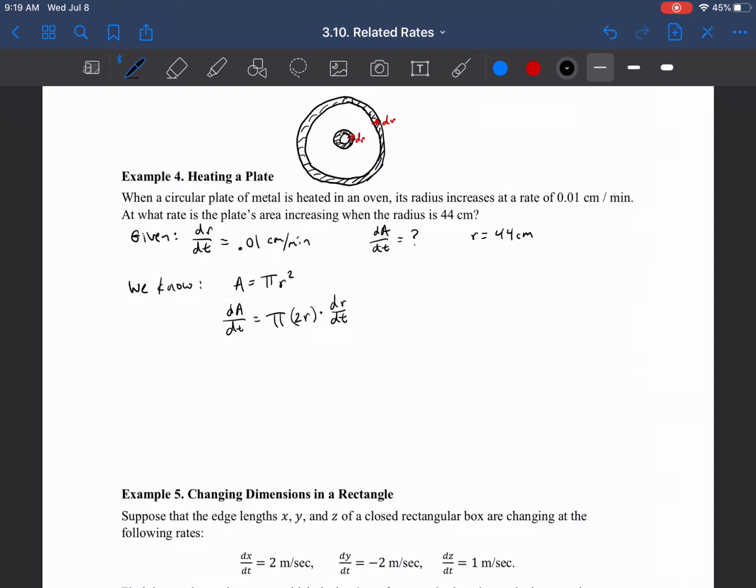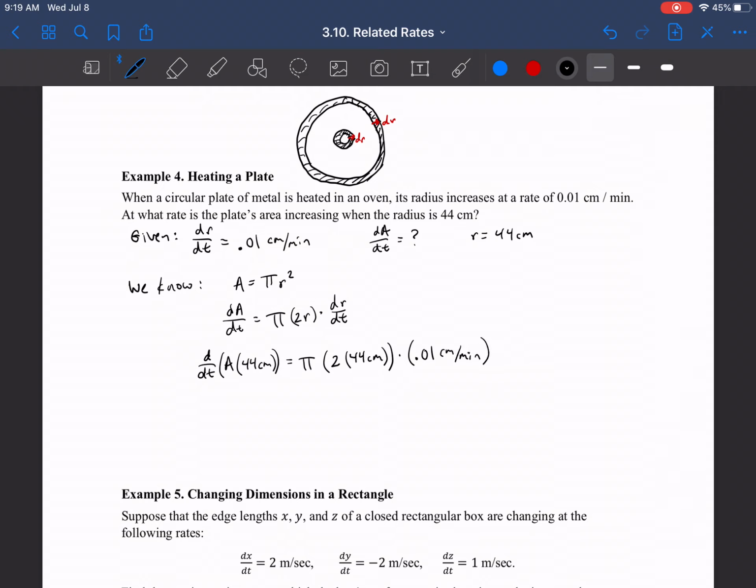There you go. I have a relationship between the rate of change of the area and the rate of change of the radius. And so I just need to plug these in. We want the rate of change of the area at, what was it, 44 centimeters. And so that'll equal pi times 2 times 44 centimeters, we're just plugging everything in now, times dr/dt, which we were given, is 0.01 centimeters per minute.